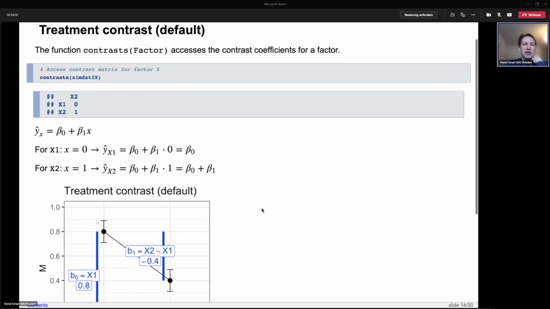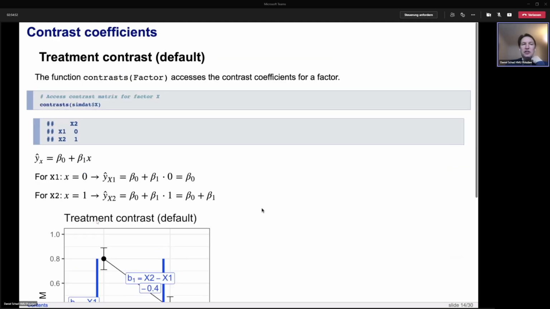So how does this work in terms of, now that I just gave you a conceptual introduction, what these different contrasts measure. Now let's look at how R does that. If we have a factor in R, here x in SIMDAT is coded as a factor, we can apply the function contrasts to the factor. This function accesses the contrast coefficients for a factor.